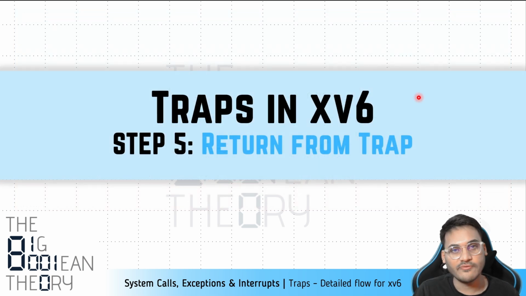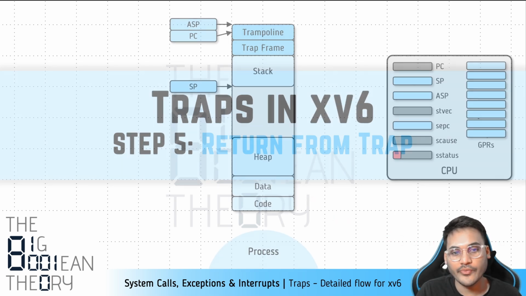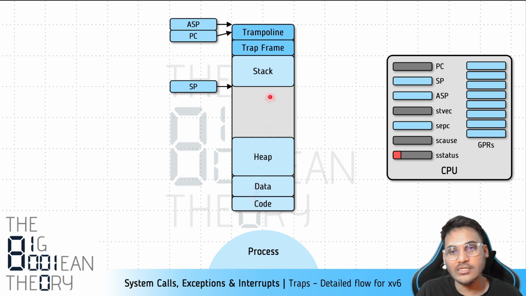Now let's look at step 5, the last step, that is the return from trap step. What we need to do here is that we are currently executing in the trampoline. We are basically in the user process address space, it's just that we are executing in the trampoline section. Also, the privilege level is kernel mode. So we have to reverse these things.